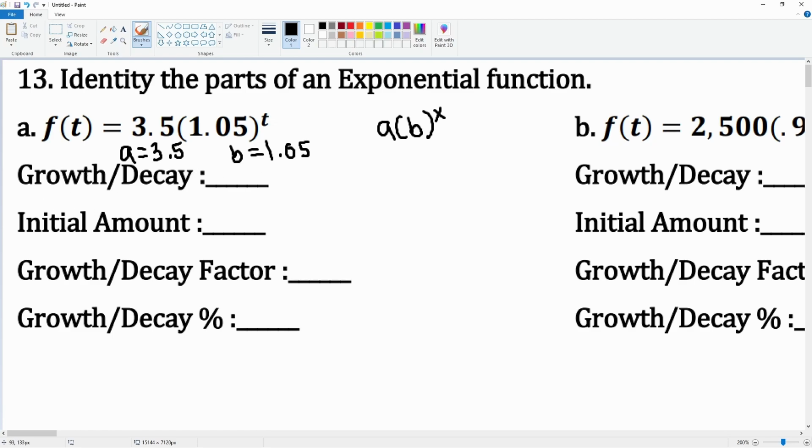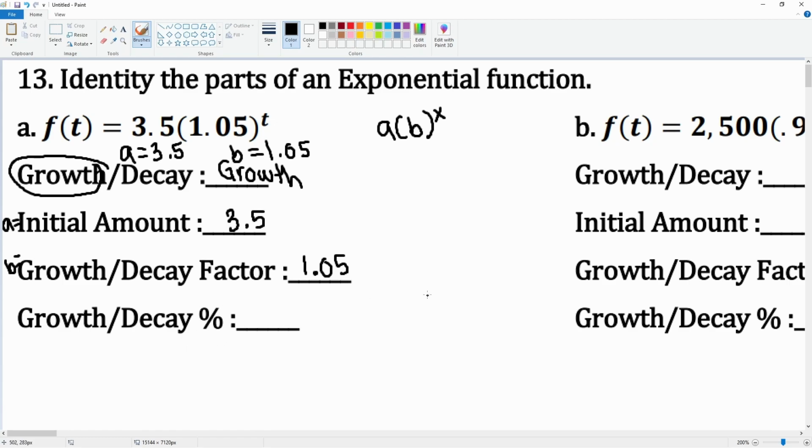Okay, so is this a growth? It is a growth, right? Because the b value here is greater than 1. So we can write growth. What is the initial amount, which is the a value? So it's 3.5. Now we want to look for the growth factor, and we know that it is growing by 1.05. That is the b value. The initial value is the a, and the growth factor, or decay factor, is b.